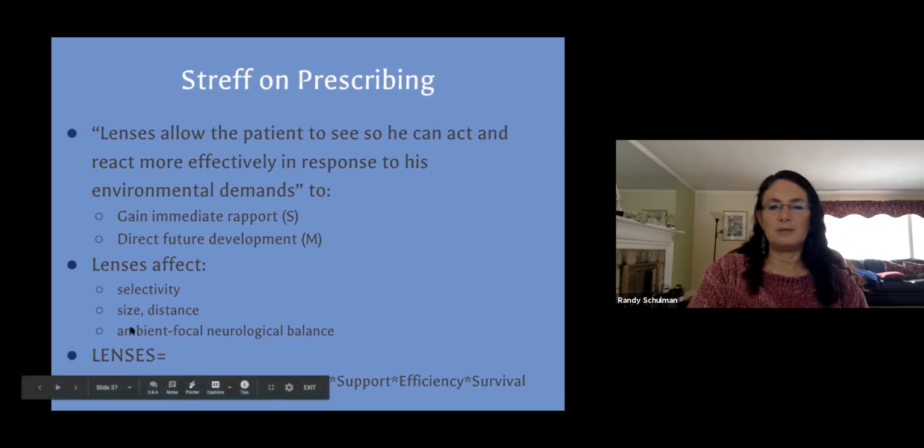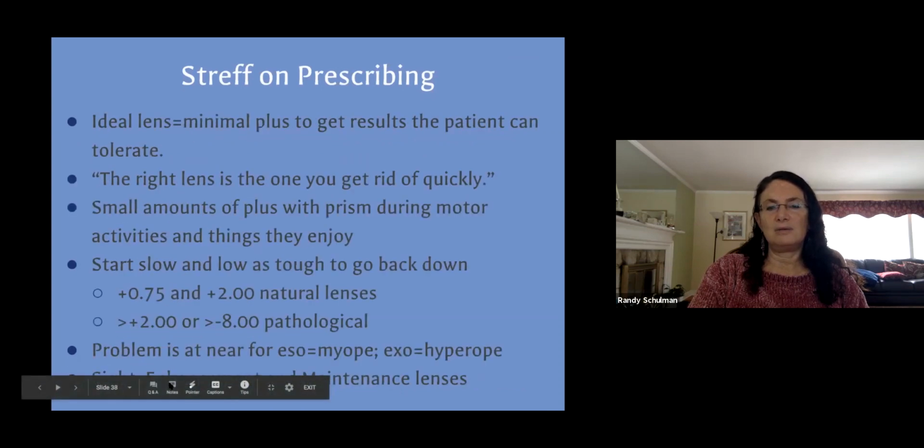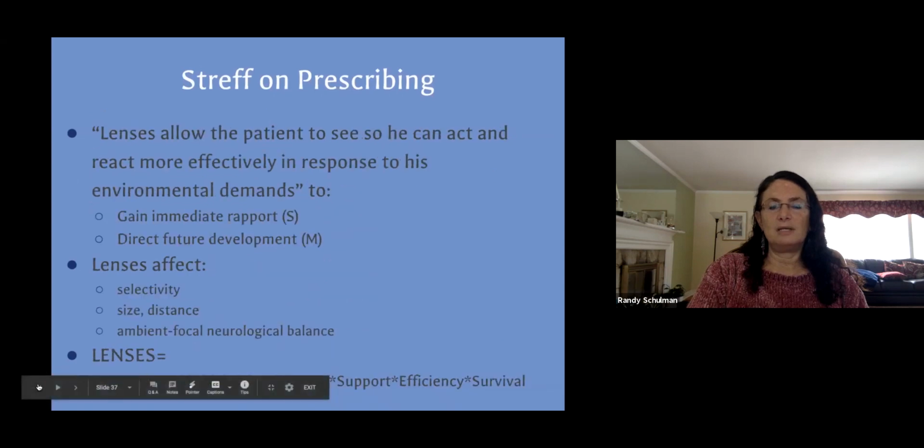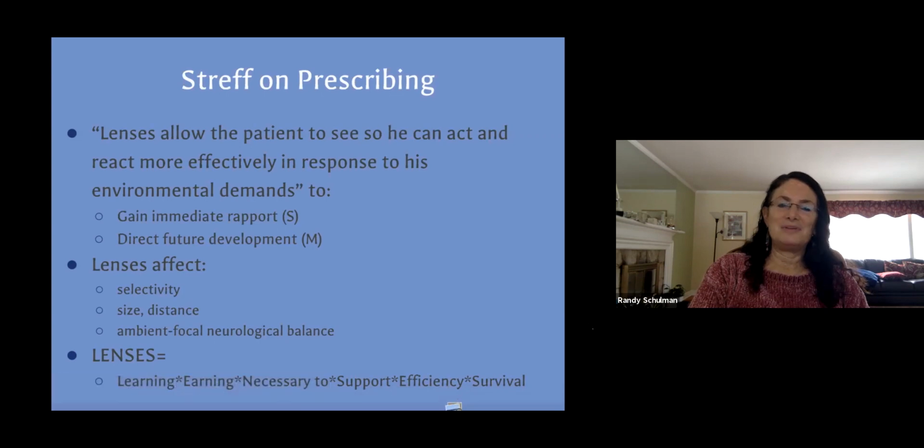Well, and this we'll talk about too, that lenses affect size, distance, and ambient focal. I like this too. He came up with the acronym LENSES. Anyway, they're learning, earning, and necessary to support efficiency and survival.